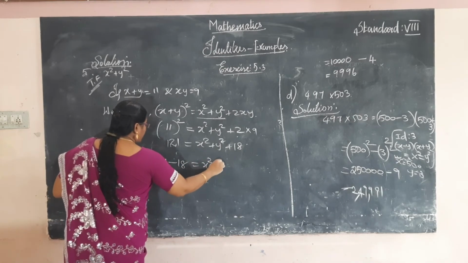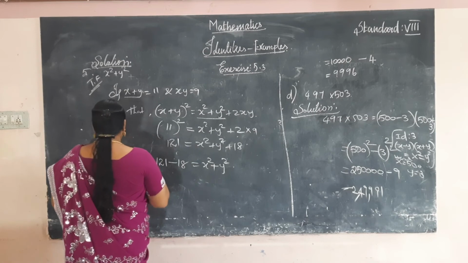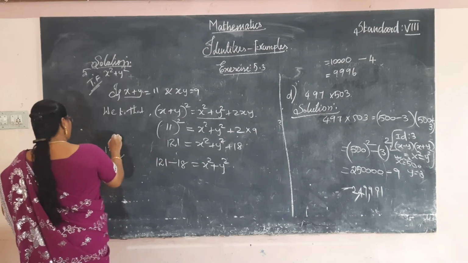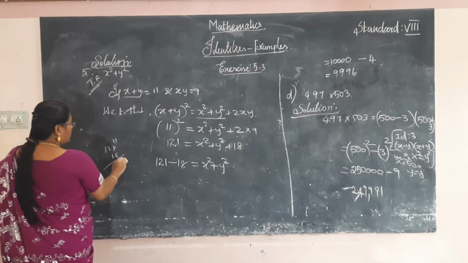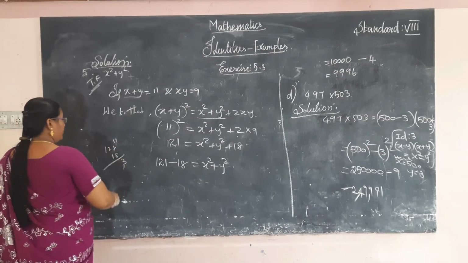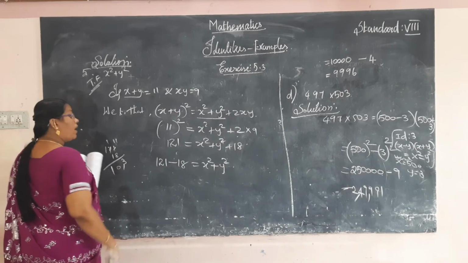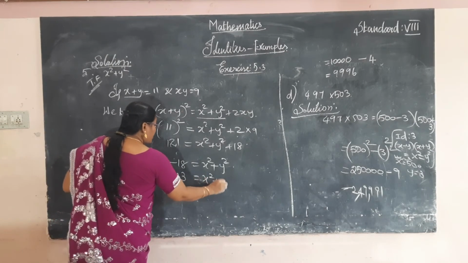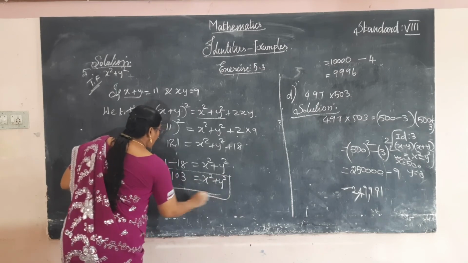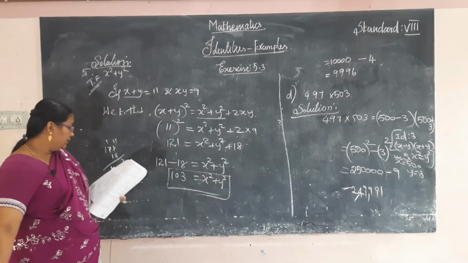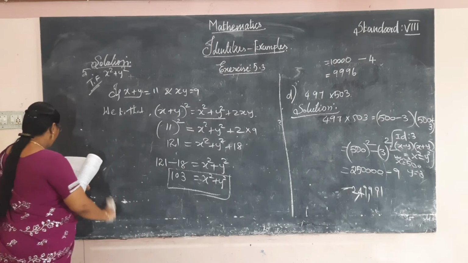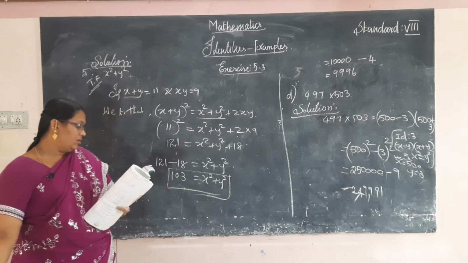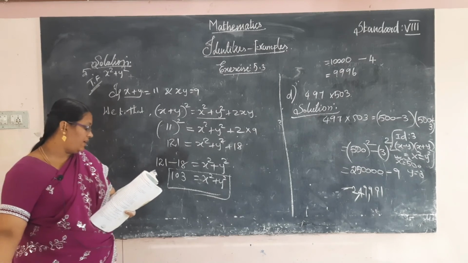Okay, subtract 121 minus 18. So 11. Okay, so 3, here 1 0. So 103. So x square plus y square value was 103. That's it. And sixth problem same type, and seventh also the same method. Okay, and now do the homework 6 and 7.